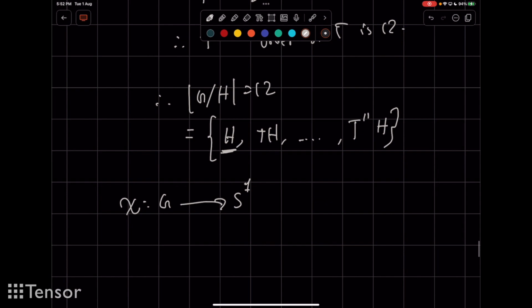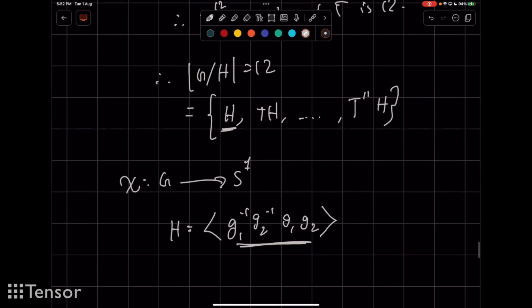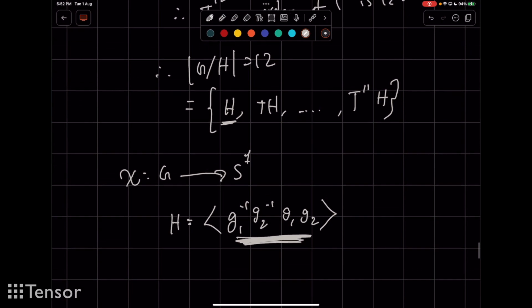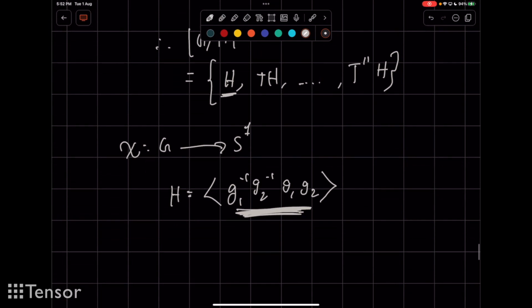Why? Because the elements of H are generated by which elements? G1 inverse, G2 inverse, G1, G2, right? So these elements generate H, and the image of these elements under chi is 1, because the target group is an abelian group. So that's why the image of these matrices is 1. So therefore, any combination of these matrices is also going to be 1 under chi, right?